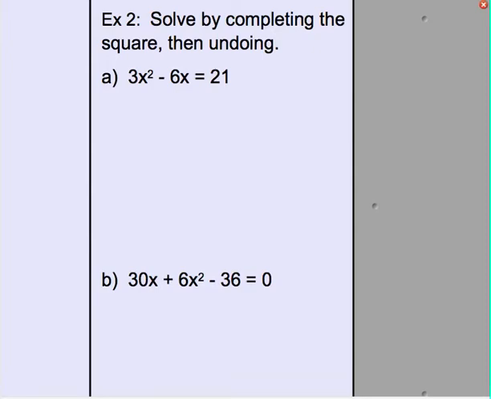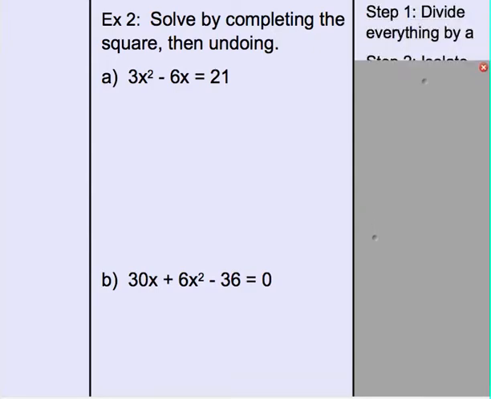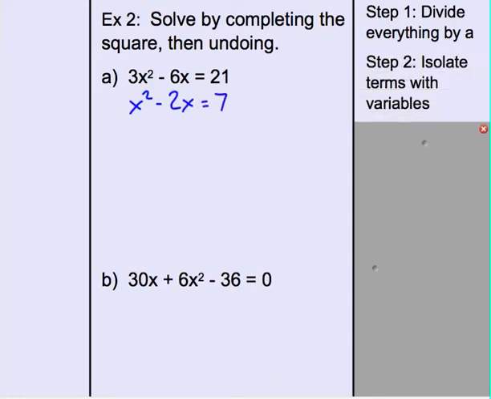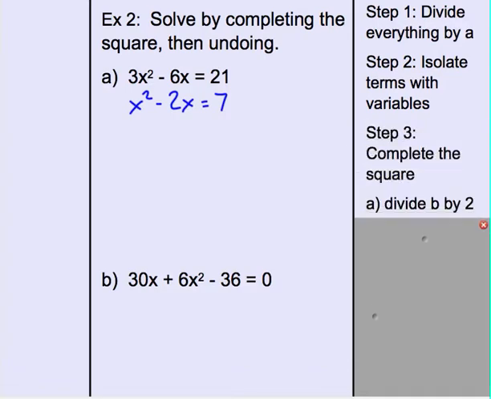Alright, so step one, we got to divide that leading coefficient. You can't complete the square when there's a leading coefficient. So I'm going to divide everything by 3. And then we want to get the two terms with a variable by themselves. We have that in this case, so we're going to jump to completing the square.